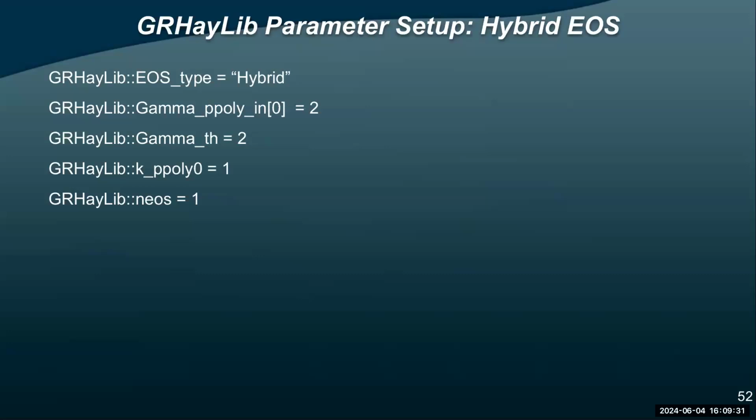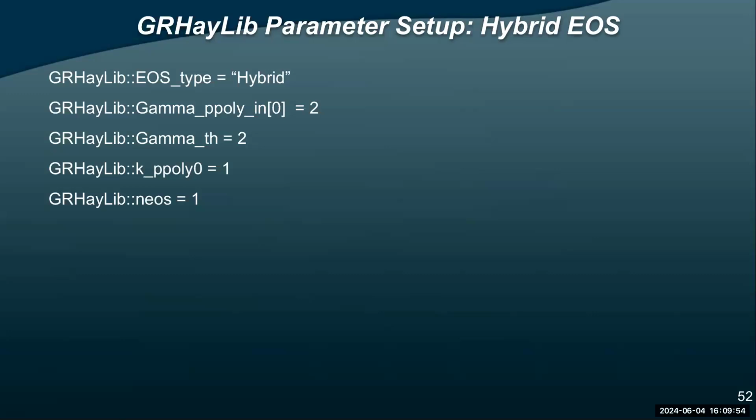So now I'm going to look at the EOS. This is sort of the simplest hybrid, where you just have gamma equal to gamma thermal, and then you're setting K1, and there's only one piece, so it's 1. And this is just going to give you sort of the simplest hybrid setup for an evolution.